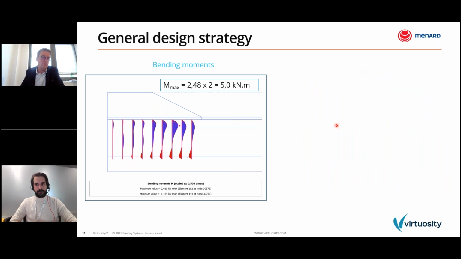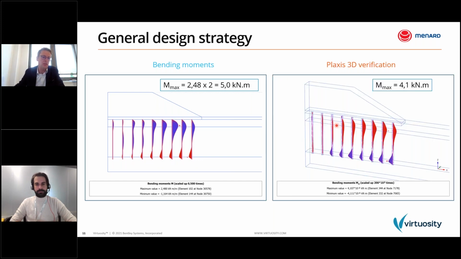And it's the same for the bending moment. So on the left, this is the bending moment coming from the PLAXIS 2D model. On the right, this is the bending moment coming from the PLAXIS 3D model. And we have the same shape, we have the same value. So it demonstrates that the PLAXIS 2D approach makes sense.